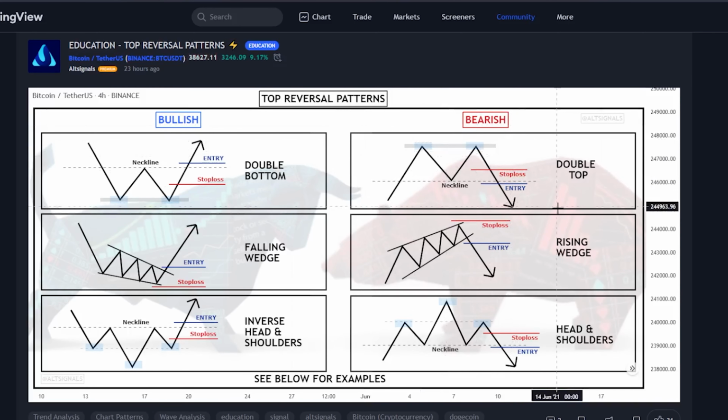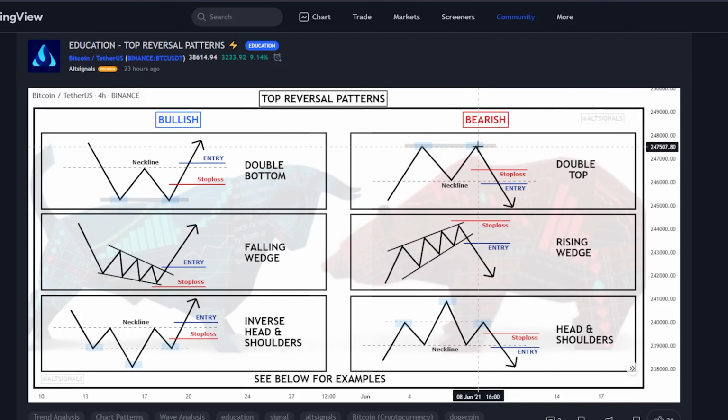Again, it's basically the same but opposite. As you can see here, we've got a double top. The same happens here: we see a key area of resistance and then an area of support. The price rises, hits a resistance level, comes down and we see an area of support playing there.